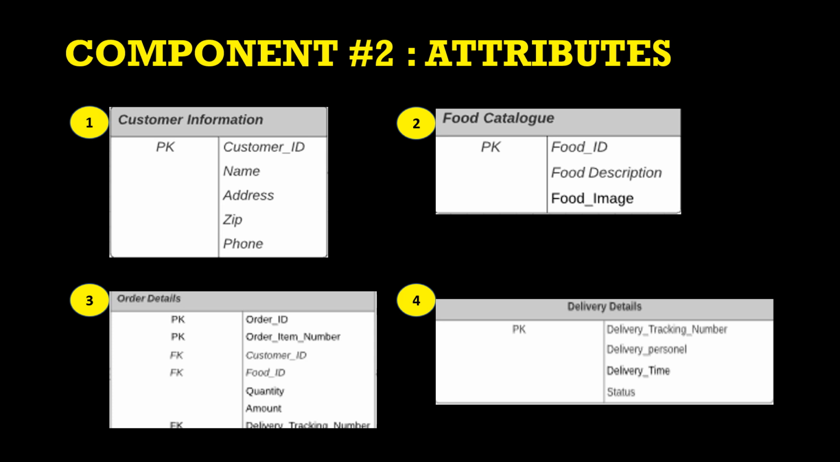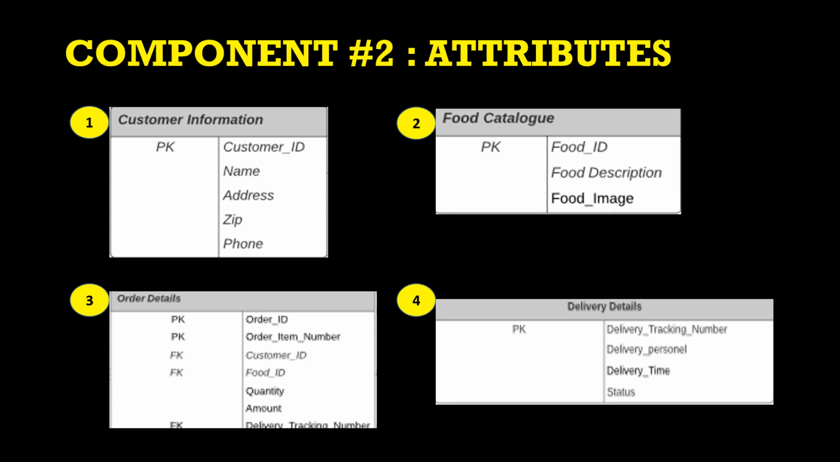Now that Tina already created the entities, the second step is to fill the attributes list for each entity. For the first entity, Tina lists the information related to the customer, that is their name, address, phone number, etc., and a uniquely generated customer ID is tagged as the primary key for the table.